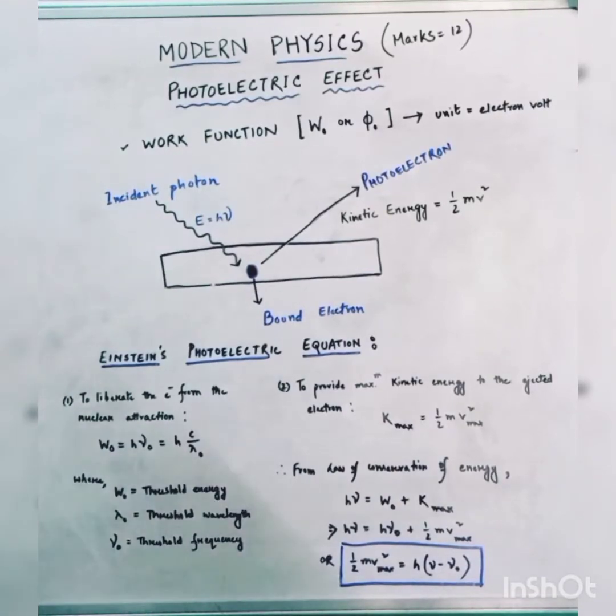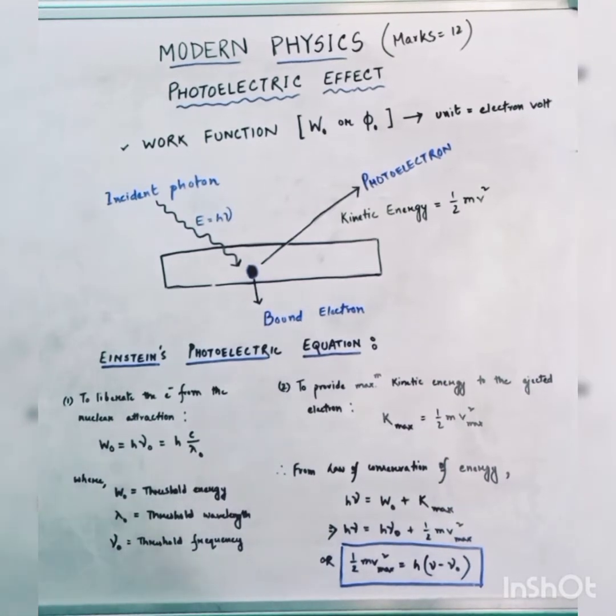The first chapter of Unit 7, that is the unit of modern physics, consists of photoelectric effects, and here we will study about photoelectric emission. We will study the deduction of the photoelectric equation, and we will also study some applications of photoemission.